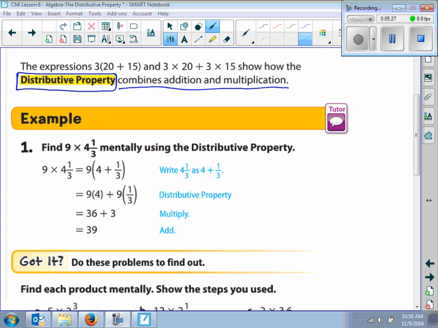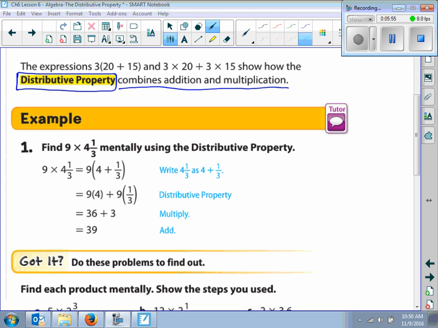So we end up with 9 times the quantity 4 plus 1/3. Now watch this. Using the distributive property, we're going to take the number on the outside and multiply it times everything on the inside. So what's 9 times 4? 36. Then what's 9 times 1/3?